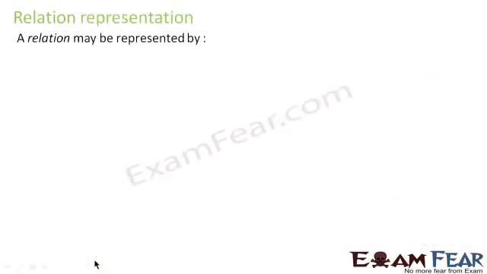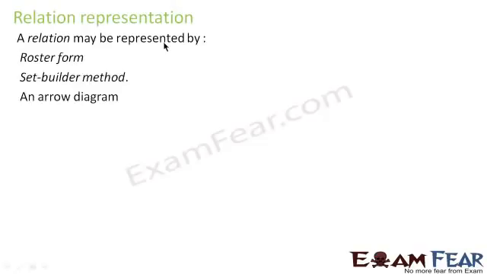Relation representation. A relation can be represented by roster form, set builder form or arrow diagram form. We will go through all of these. Roster form we have discussed. For example, when we say A, Amit, this is one set, B, Bittu and C, Bholi. So this was the example of roster form where all the elements are listed.